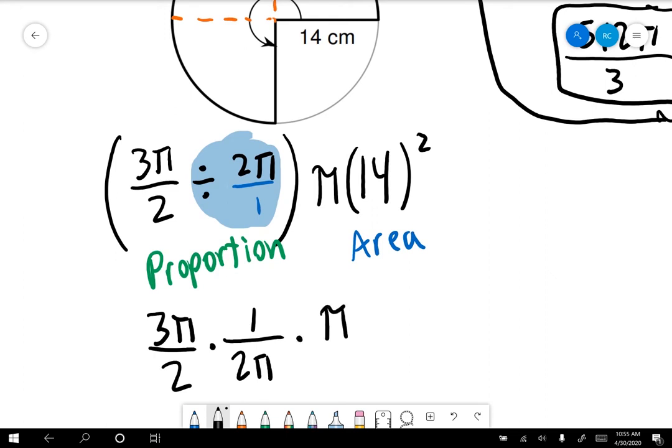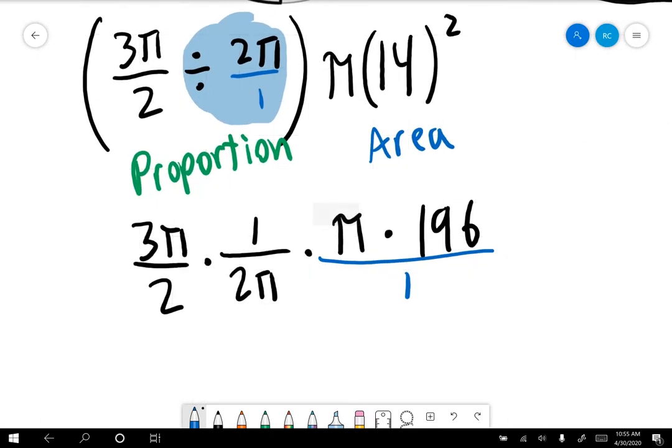Times pi times 196. That's a times, not a decimal. And those two are over 1. Wow, that's a lot of stuff, but it's all going to start to cancel pretty quick, okay? There's a pi on the top and a pi on the bottom, so those cancel. Pi divided by pi is 1.